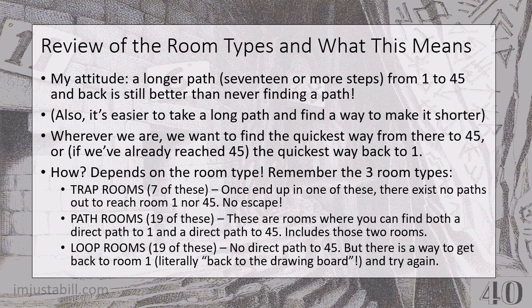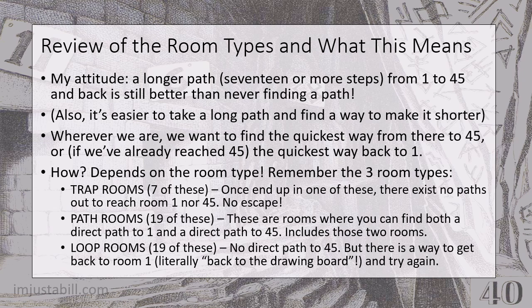Path rooms, there are 19 of those, and there are 19 loop rooms. Now, the path rooms, these are rooms where you can find both a direct path to room 1 and a direct path to 45, including those two rooms. We consider room 1 and room 45 to be path rooms. Not every room that is a path room is on the shortest path from 1 to 45 and back. However, every room that is on the shortest path from 1 to 45 and back is a path room.